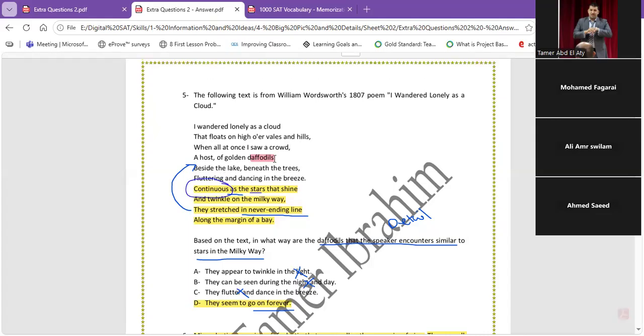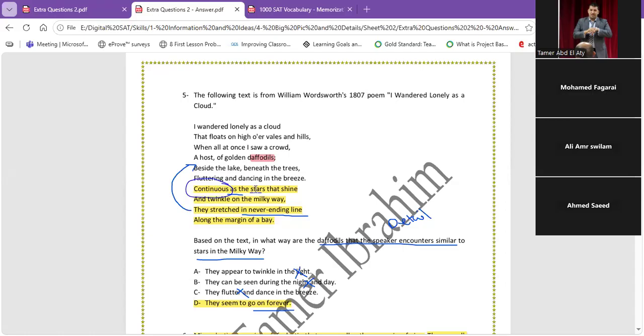Beside the lake, beneath the trees, he mentioned here the flowers, fluttering and dancing in the breeze. I need how they are similar to the stars in the Milky Way. Continuous as the stars that shine. So they are what? Continuous as the stars. They are continuous as the stars that shine and twinkle on the Milky Way.